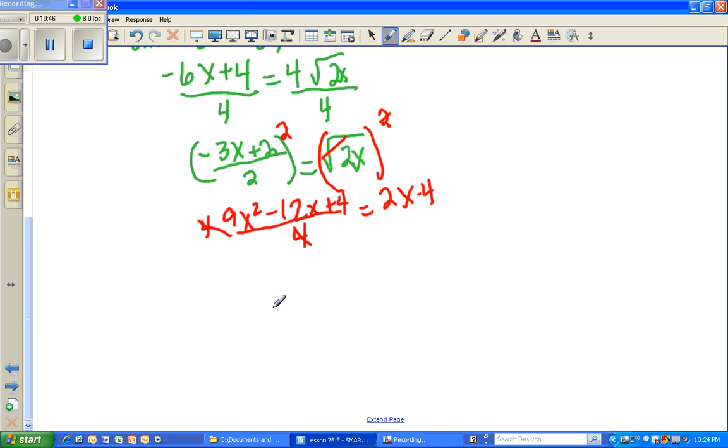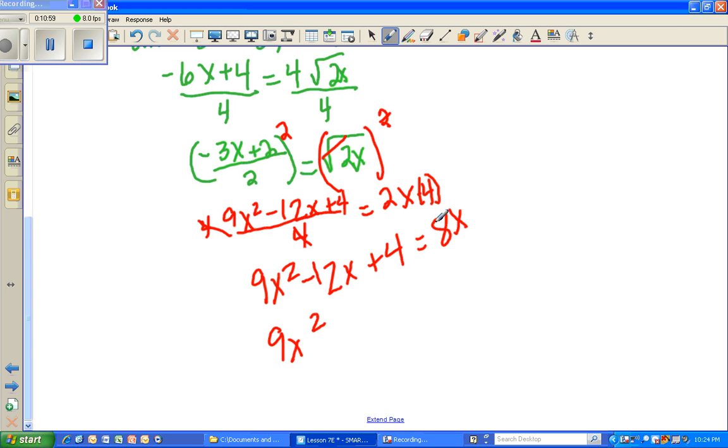Bring that 4 up here. You get 9x squared minus 12x plus 4 is equal to 8x. That's a multiplication, not a minus. All right, set it equal to 0 because it's a quadratic equation. Subtract it over, you're going to get 9x squared minus 20x plus 4 is equal to 0.